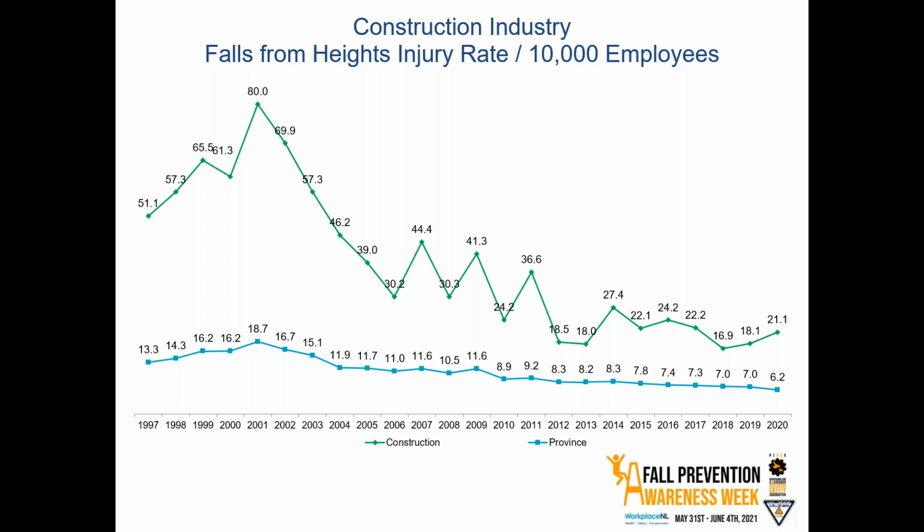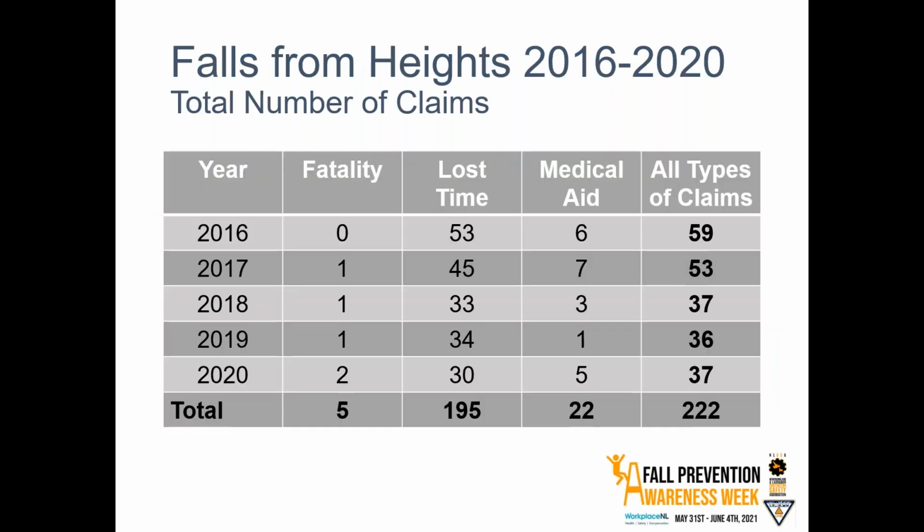But regardless of this drop and this nice kind of downward curve, which is what we want to see, I do want to mention that construction has about 3 times the amount of falls when compared to the rest of the province as a whole. So despite the fact that, again, we've done a lot and we've managed to get our rate down, it's still 3 times as high as a lot of the other industries in our province. So there is really still a lot of work left to be done.